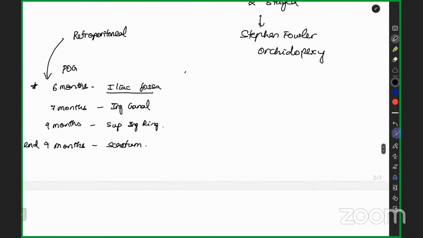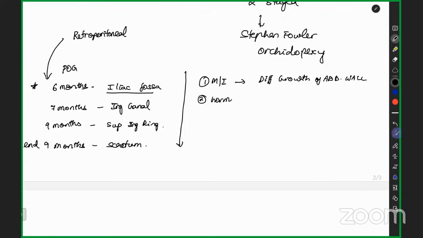அப்ப இந்த process நடக்கிறதுக்கு யாரோ help பண்ணணும்ல? Who is helping? Who is going to act as a trigger? First and most important trigger is going to be differential growth of the abdominal wall. That is going to be acting as the main one. Then comes your hormone, number 2. Number 3, the least contribution, is gubernaculum.